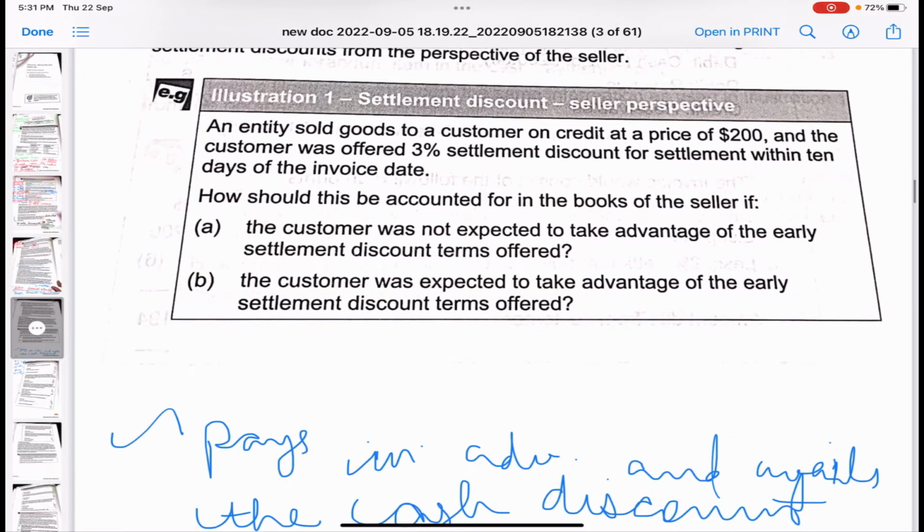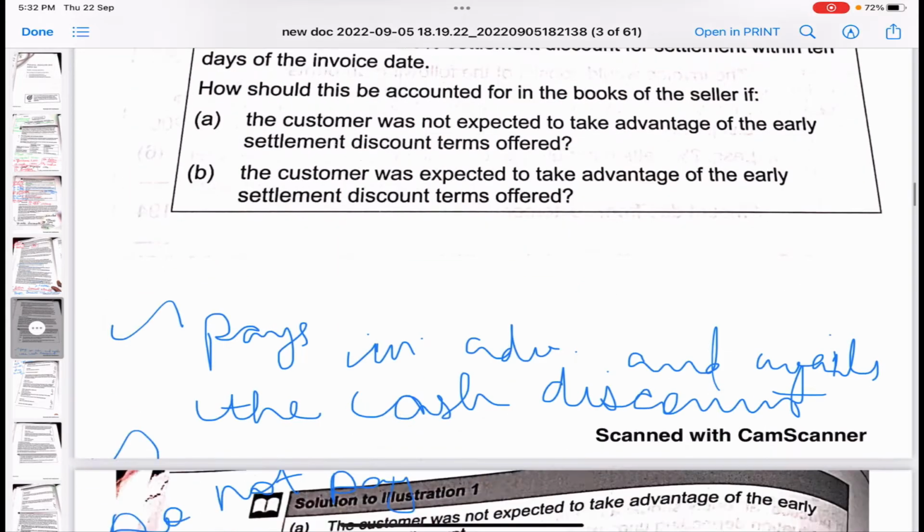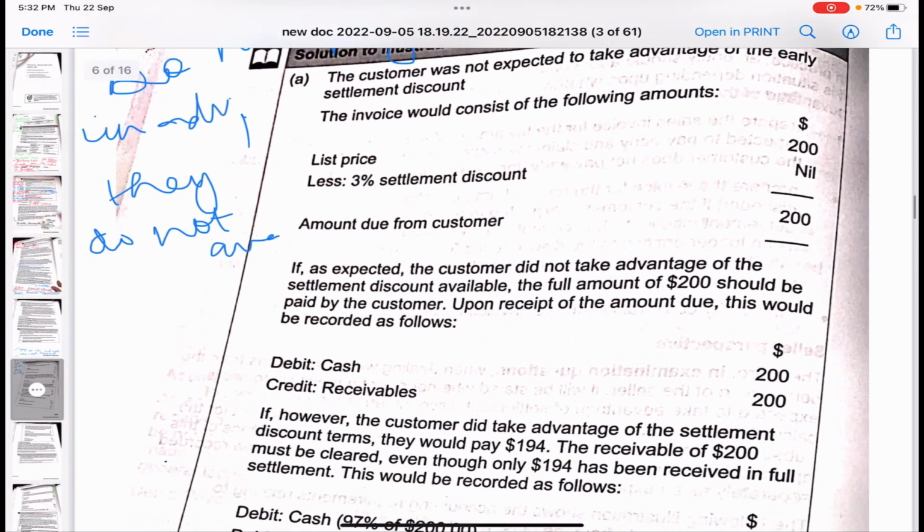Let's see this illustration. An entity sold goods to a customer on credit at a price of $200, and the customer was offered a 3% settlement discount for a settlement within 10 days. How should this be accounted? So the first situation is when the customer was not expected to take advantage of the early settlement discount, and the second is when the customer was expected to take advantage of the discount. Now let's see how it really is.